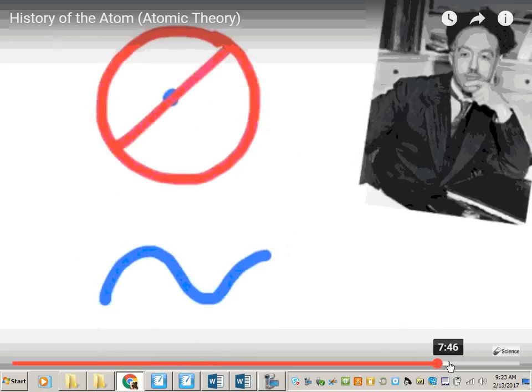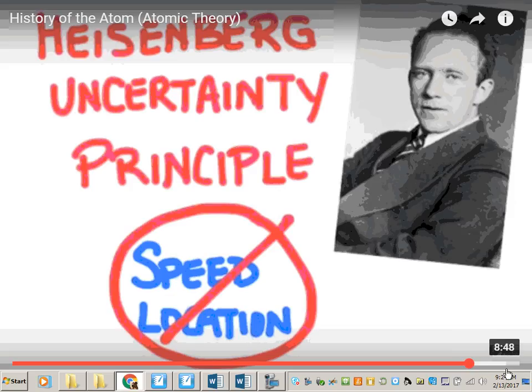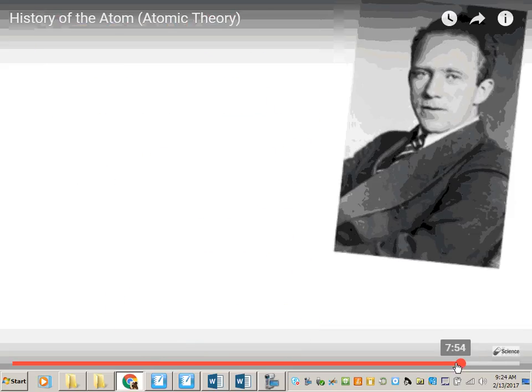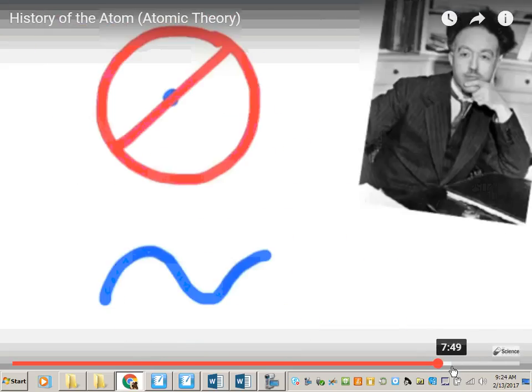And then, who was that? Heisenberg? I can't remember who's who. No, these are just old white men pictures. Here's Heisenberg. Okay, the other one must have been de Broglie. Oh yeah, I think that's de Broglie. Heisenberg said that you can either know the location of an electron or the speed. But the more you know about one, the less you know about the other.